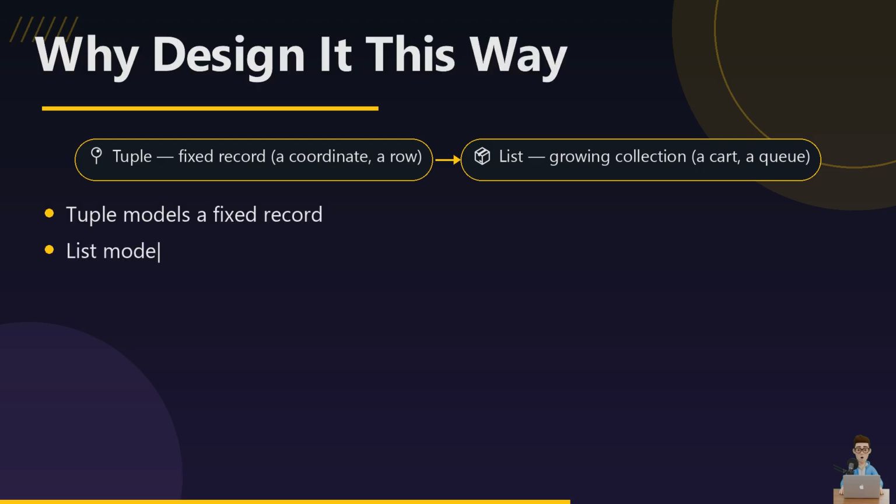You might wonder why the language even bothers with two collection types that look so similar. It comes down to intent. A tuple is for things that are naturally fixed, like an XY coordinate or one row pulled from a database. A list is for things you expect to grow or shrink, like items in a shopping cart. The immutability isn't a limitation, it's a promise about what the data represents.